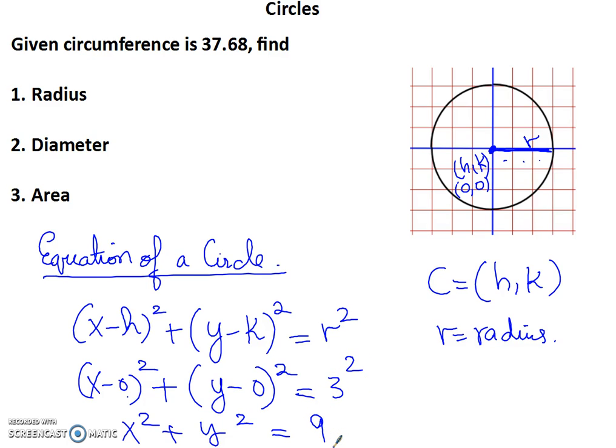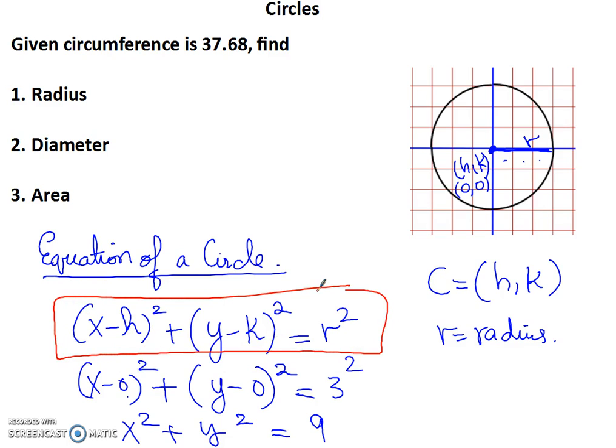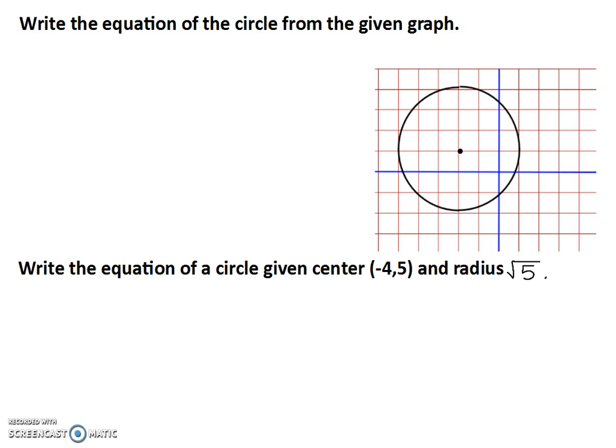So basically what I'm trying to say is the equation of a circle is given by this equation right here, and the equation of this circle given right here is given by that equation. So this is a general equation of a circle. So let's go back to our problem. Write the equation of the circle from the given graph. So first we write the actual equation. X minus h the whole square plus y minus k the whole square is equal to radius square.